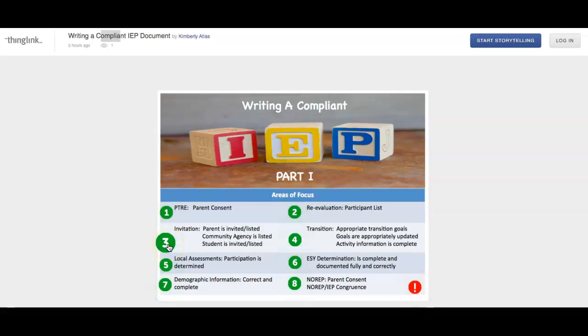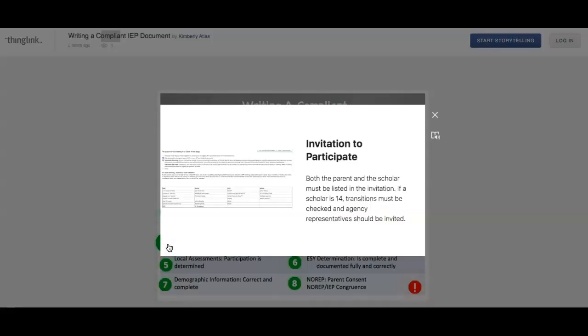The next section is the invitation to participate. Because we work with high school scholars, they are all either 14 or older or will turn 14 during their first year at Auden Reed. Not very many of our scholars come in at 13, and we just want to ensure that we're doing the invitations in the correct way. So if a scholar is 14 or will be 14 during an IEP term, they must be invited to their IEP meeting, and most preferably they should attend their IEP meeting.